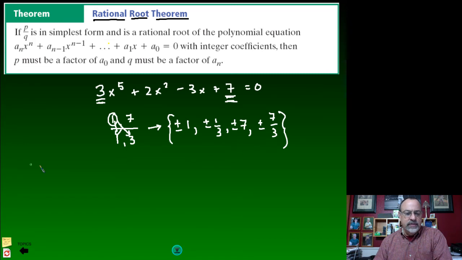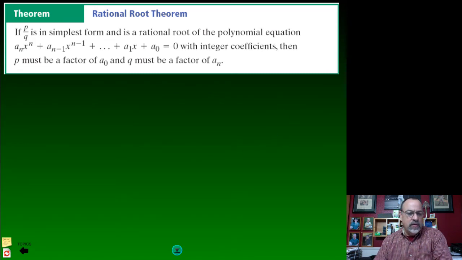All right, so let me give you one more example, and then we'll talk about one more thing. All right, so let's say we had 4x to the fourth plus 3x squared minus 16 is equal to 0.